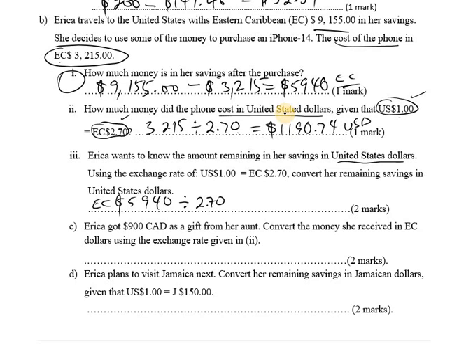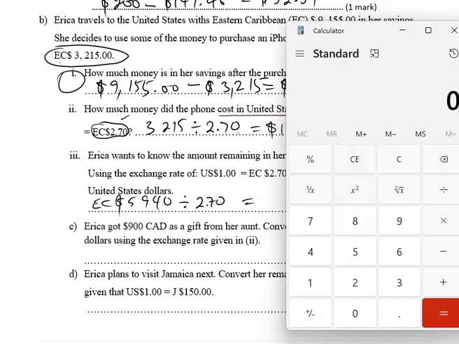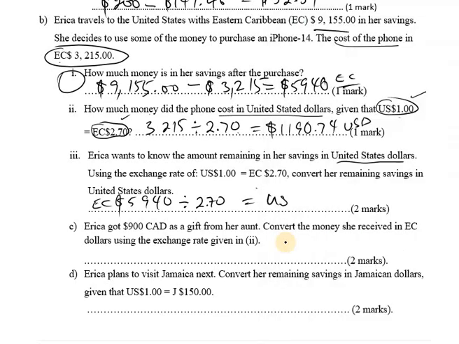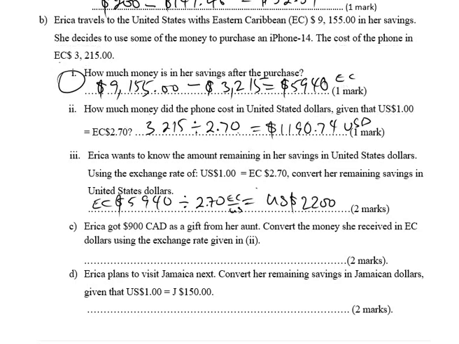EC per US, and that will give us, let's see, 59.40 divided by 270, $2,200. So that'd be EC per US, right? So that will give us US $2,200. All right. Okay, so we have $2,200 there.